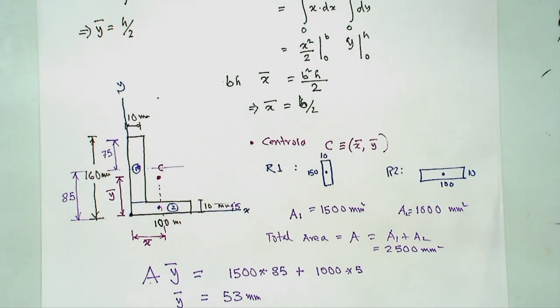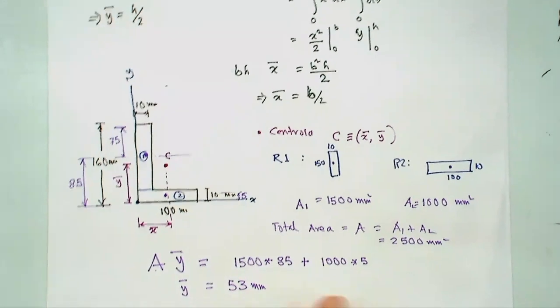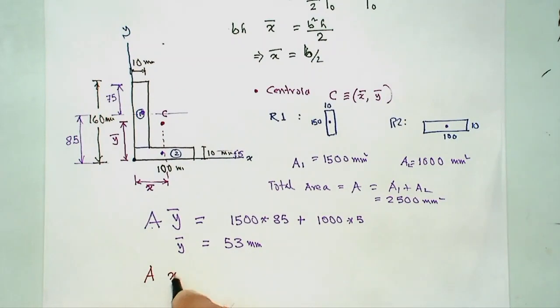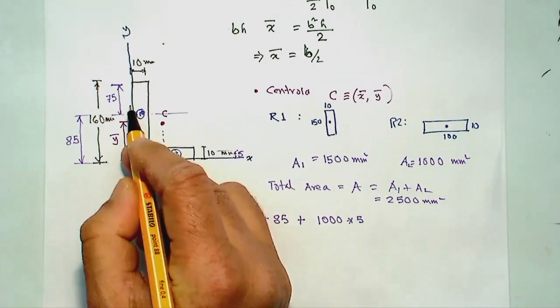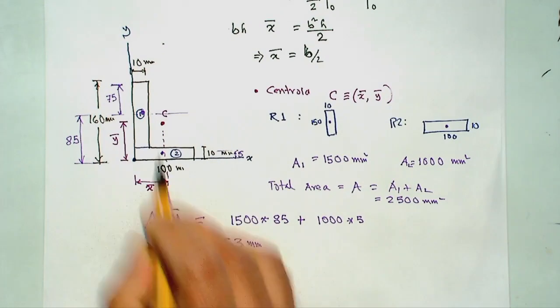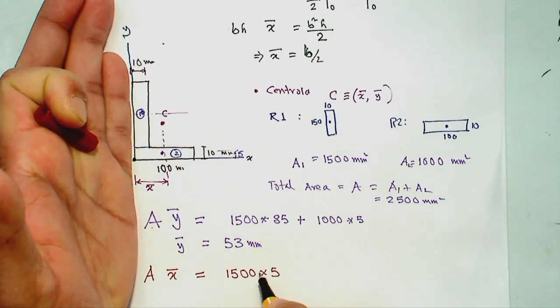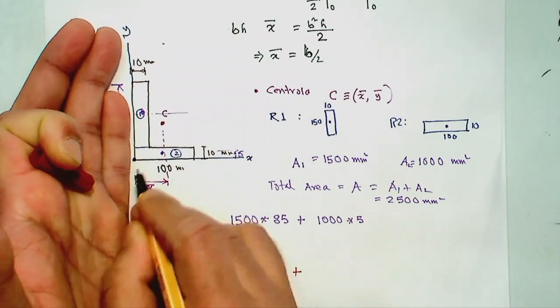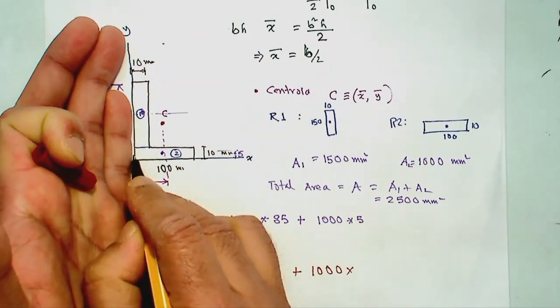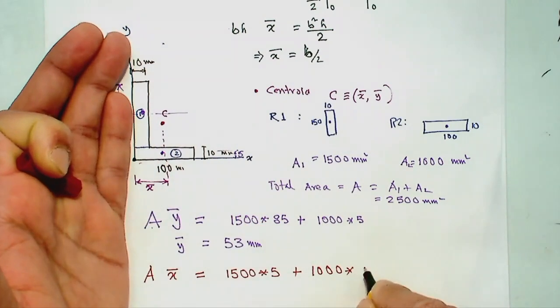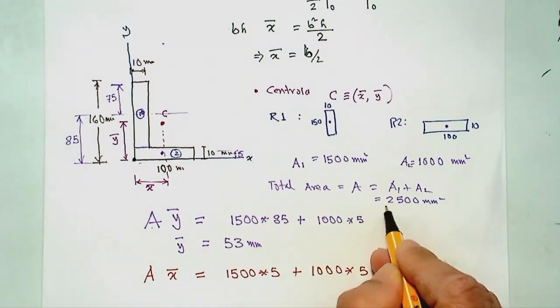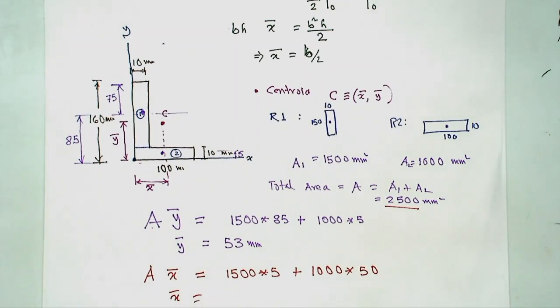Now if you want to calculate the horizontal distance, then you could say, okay, I'll use the same principle, A times x bar, which is the horizontal distance, would be my first area, which is 1500. 1500 x bar is from this axis only 5 millimeter. So that is times 5. Plus the second area, the area is 1000. And how far is it from this point? Halfway up, which is 50 millimeter. So that's the idea. So A is the total, as you know. So that will give me x bar. So x bar I'll get 23 millimeter.